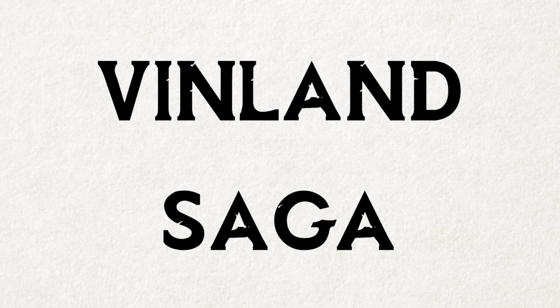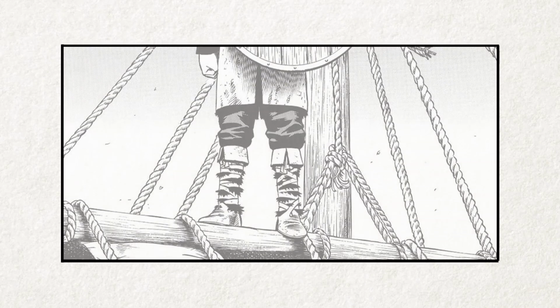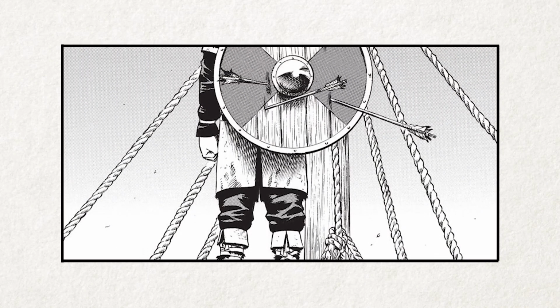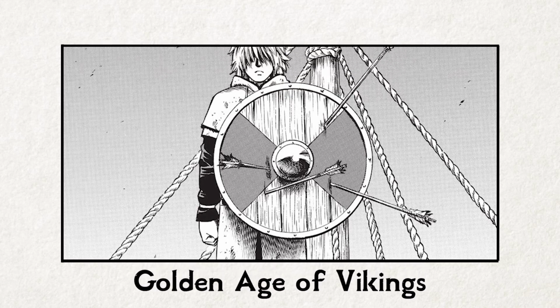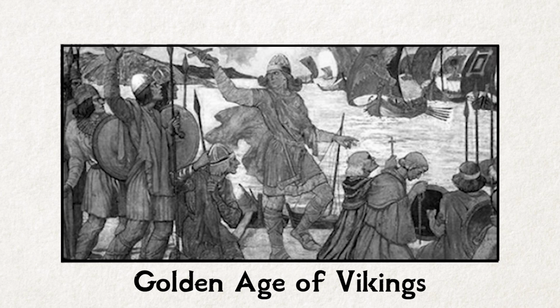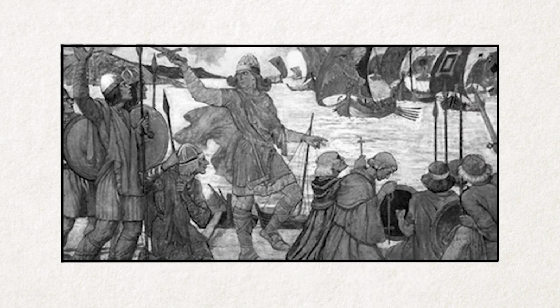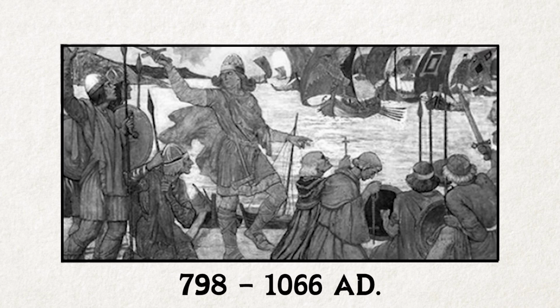Vinland Saga is, as you probably know, centered around Vikings. Taking place during the beginning of the first millennia, it depicts the exploits of Thorfinn, a young Viking warrior during the so-called Golden Age of Vikings. Vikings were, historically, a general assembly of Norse tribes that raided and pillaged most of Europe between 798 and 1066 AD.